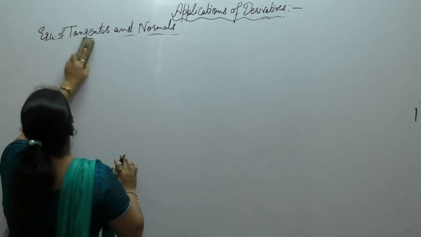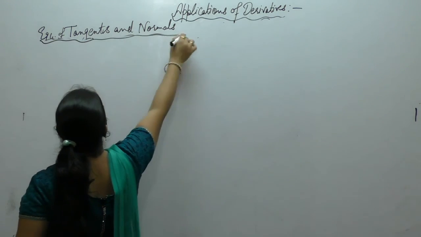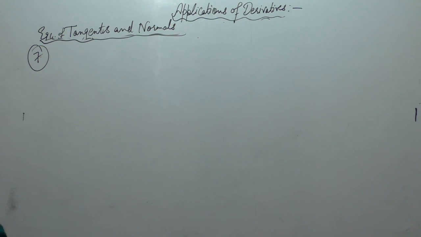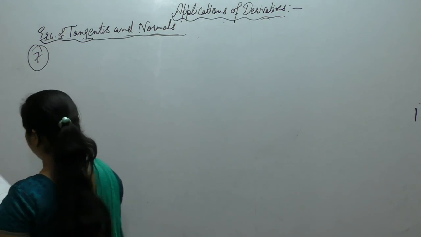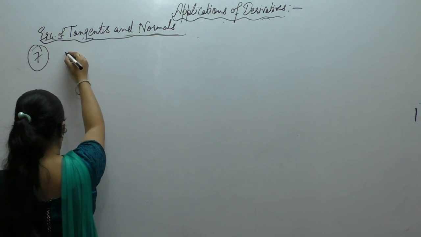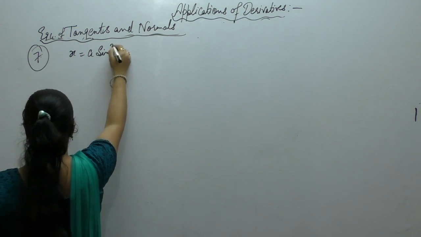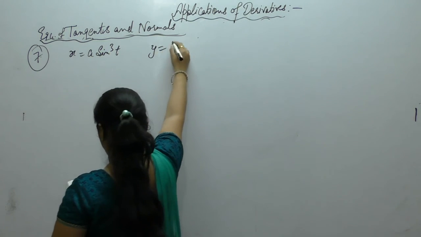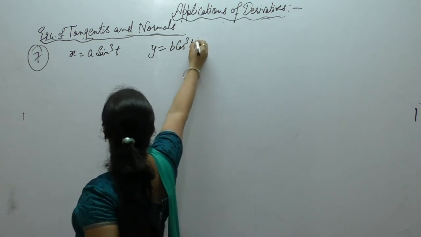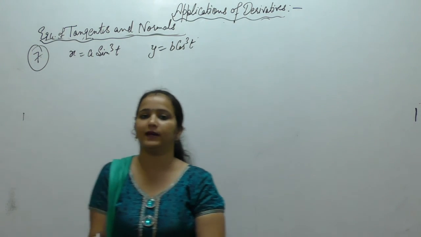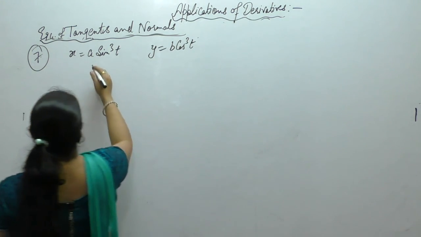Now the next one is: find the equation of tangent and normal at point t on the curve x equals a sin cube t, y is equals to b cos cube t. We want to find the equation of tangent and normal at point t.